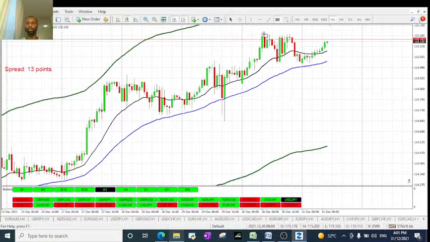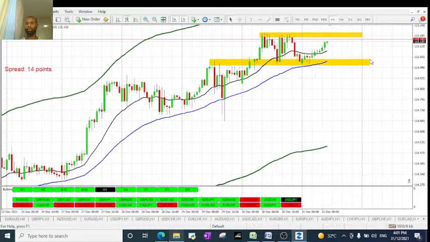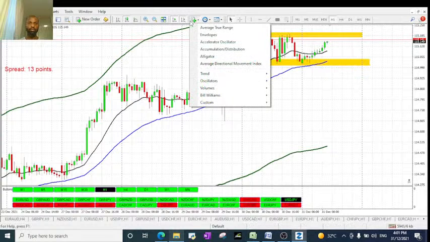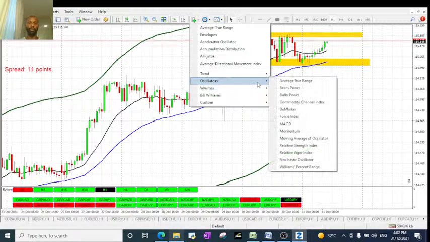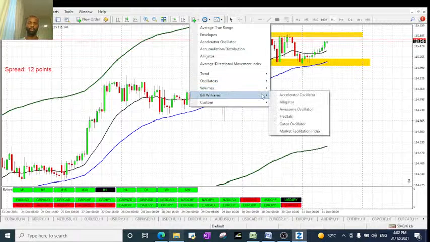Market is starting to come to life. Map out your zones. That's the first thing you do once you get ready to trade. Sit down, map out your zones. No matter what strategy you trade, you map out your zones.